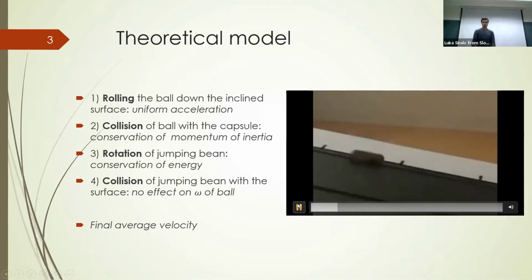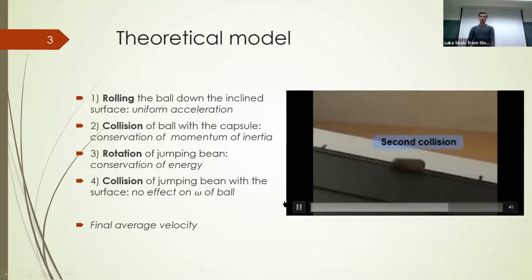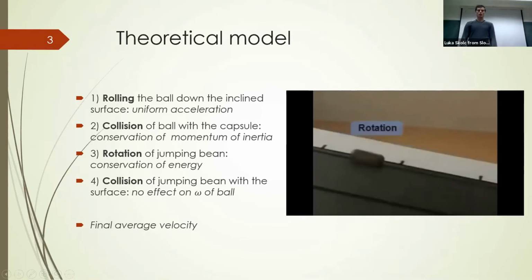The third part is rotation of the jumping bean, and this part can be described using conservation of energy. Then there is the fourth and final part, again a collision, and this time a collision of the jumping bean with the inclined surface. This part, however, has no effect on the angular velocity of the ball. After the final part, the ball starts rolling again, this time, however, with an initial angular velocity. This angular velocity equals the previous ball angular velocity after collision in the previous cycle.